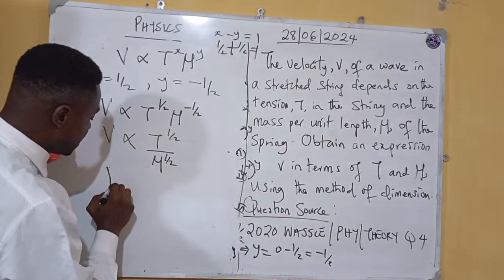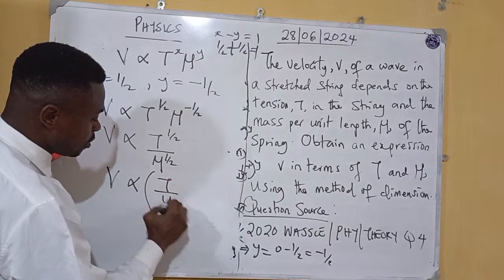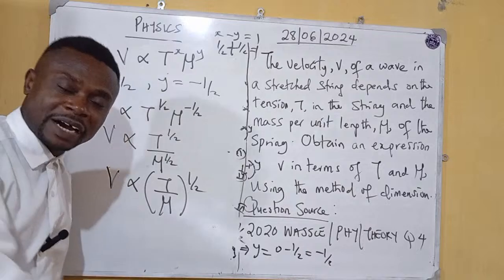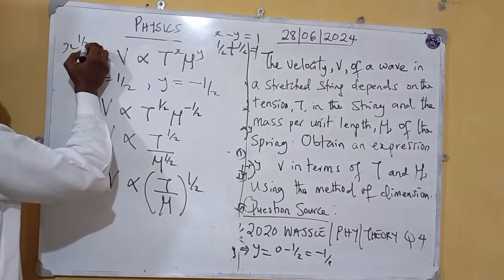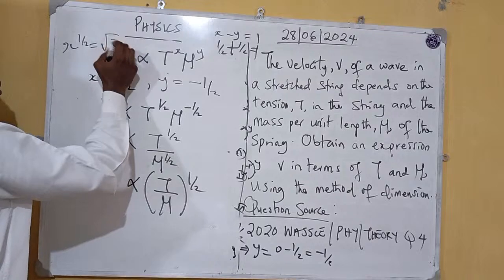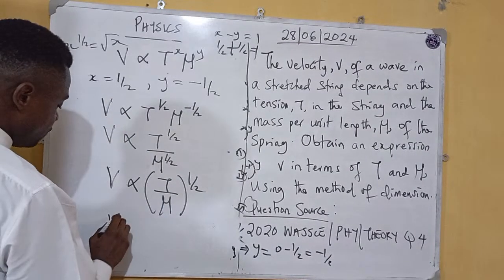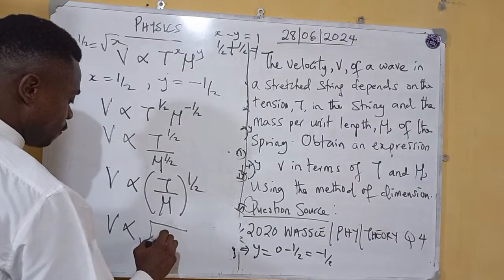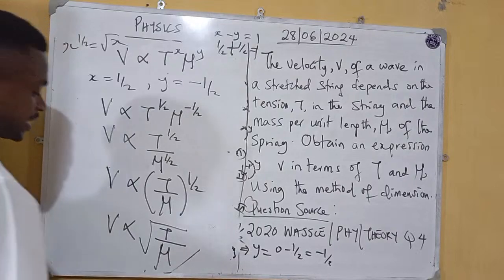So we have something like this. V is directly proportional to what? T over what? Mu. All raised to the power what? Half. But remember that any x raised to the power half, law of indices, is equal to what? Square root of what? X, law of indices. So let's apply it here. V is now proportional to square root of what? Tension over what? Mu. This is the expression.